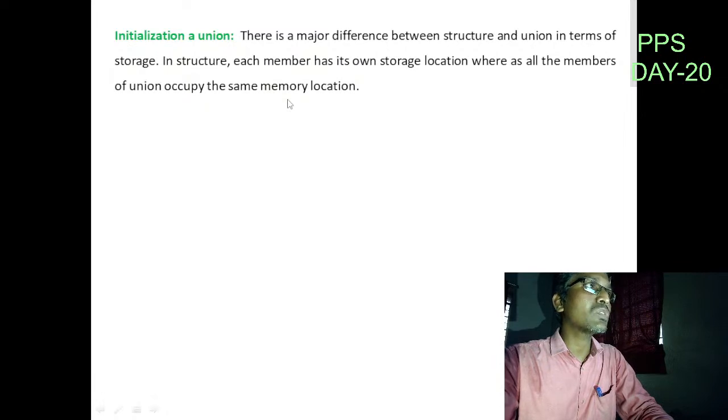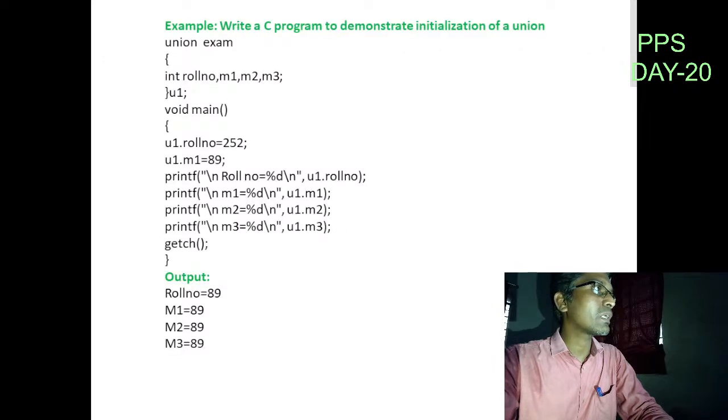If you try to initialize more than one member at a time, then the last value which you assign will go to the variable. That value will be assigned to all the remaining members also. I will explain this with an example.